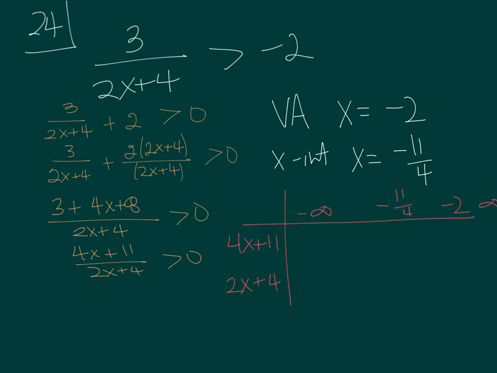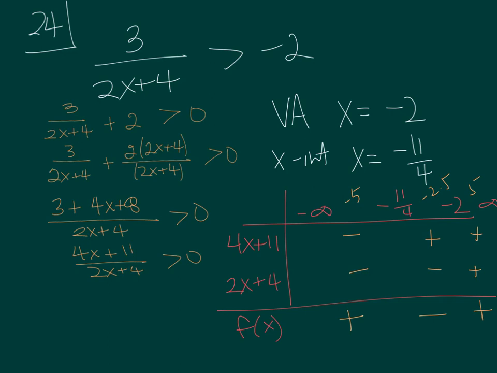My table is ready now, so I'm going to be able to analyze my function. So to recap what I've done here, I chose a number between negative infinity and negative 11 quarters and tried that number inside 4x + 11 and inside 2x + 4. I get a negative and a negative, so our function is positive here. Similarly, between negative 11 quarters and negative 2, I tried negative 2.5 and I got a positive and a negative, so the function would be negative here. And lastly, the function will be positive between negative 2 and infinity.